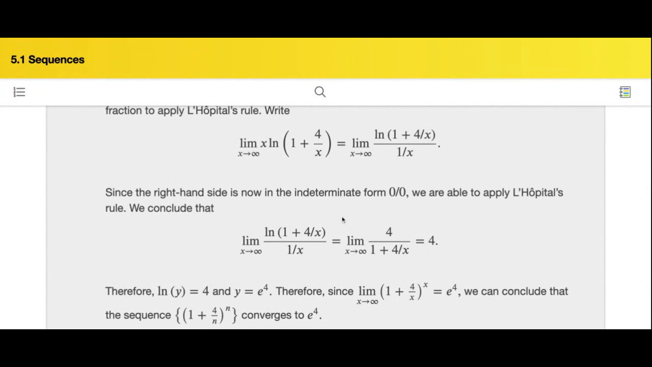We get a 1 over 1 plus 4 over x in the denominator. Then we have 1 over negative 1 over x squared. Then we take the derivative of this denominator, and we also get a negative 1 over x squared. So those cancel each other and become 1. Then when x approaches infinity, 4 over x approaches 0, so we get a 4.